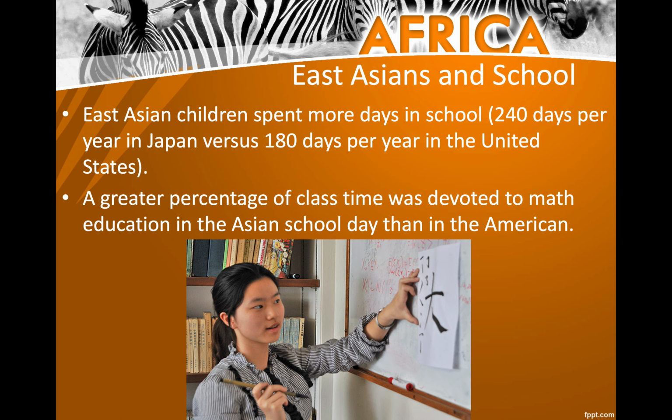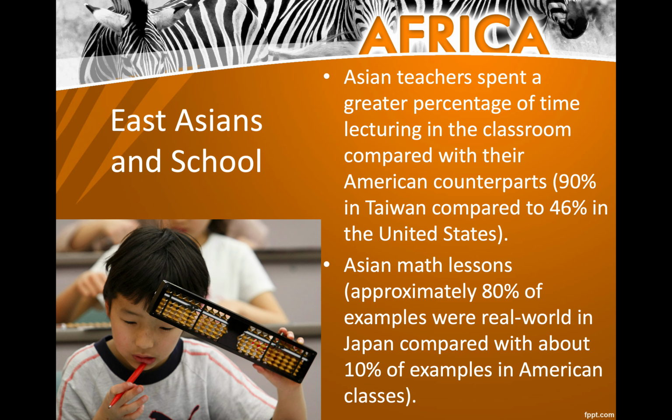East Asian children spent more days in school, 240 days per year in Japan versus 180 days per year in the United States. A greater percentage of class time was devoted to math education in the Asian school day than in the American school. Asian teachers spent a greater percentage of time lecturing in the classroom compared with their American counterparts, 90% in Taiwan compared to 46% in the United States.